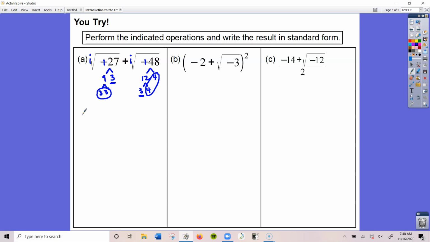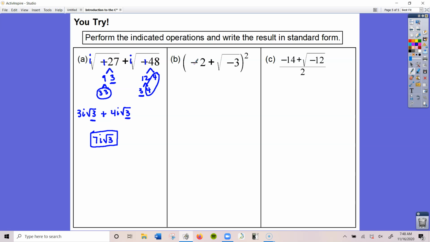So the square root of negative 27 is 3i square root 3 plus 4i square root 3. Because these are the same square roots, we can add what is on the outsides. So 3i plus 4i is 7i, and the square root 3 just stays attached. And this would be my answer.